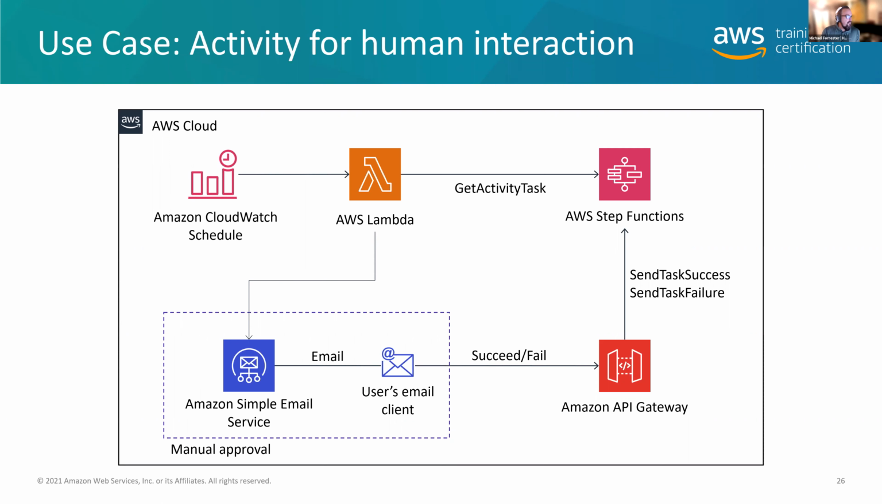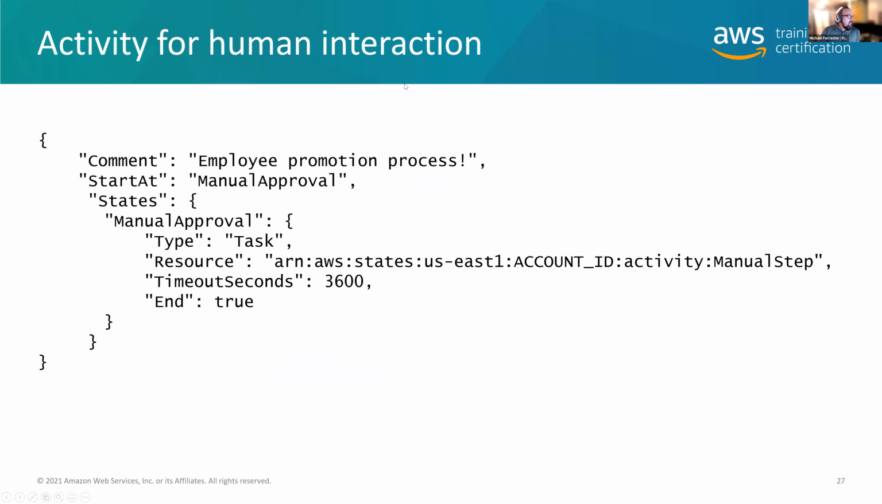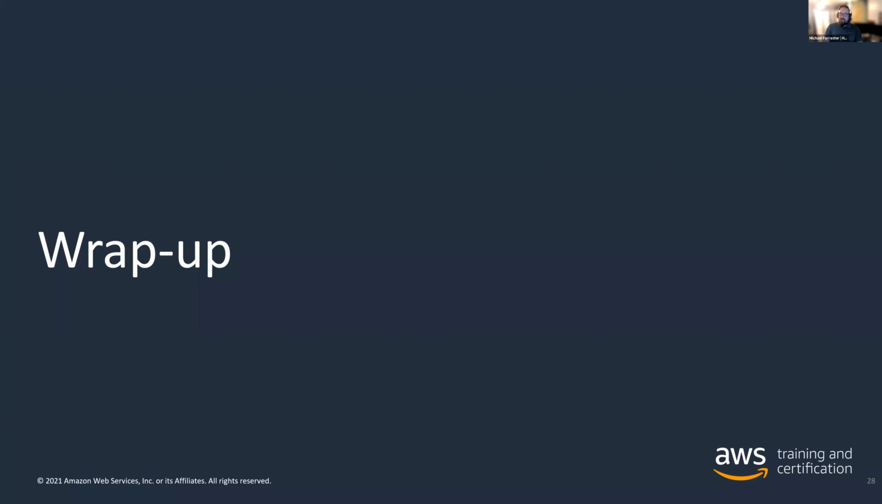So another use case. Here, by the way, there is a task, looks like an activity, that invokes manual approval. Obviously, if there's no response in 3,600 seconds, which would be an hour, that's going to be the end of that particular task. All right, and that is step functions.